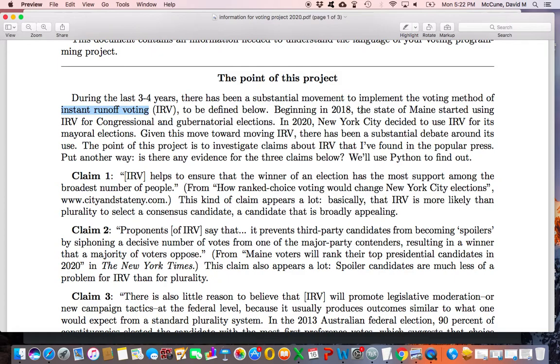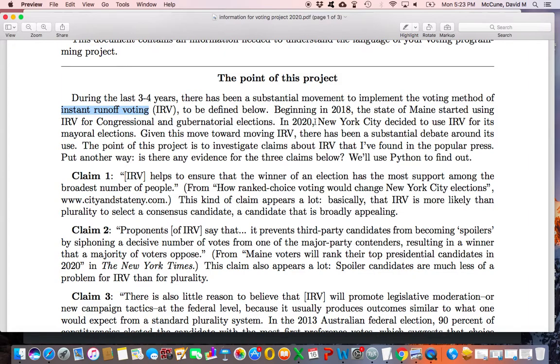So just for example, the state of Maine has started using instant runoff voting for things like governor elections, congressional House and Senate elections, things like this. Most recently, New York City has decided to use this election method for mayoral elections. Cities like Oakland and San Francisco also use this method. So given this sort of move toward instant runoff voting, there's been a substantial debate, as you might expect, around using it. Should we use this or not?